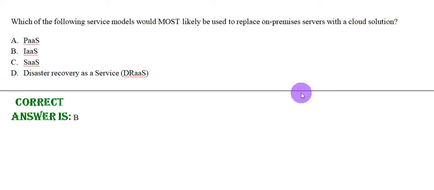Which of the following service models would most likely be used to replace on-premises servers with a cloud solution? Option A, PaaS. Option B, IaaS. Option C, SaaS. And option D, disaster recovery as a service. The correct answer is option B.